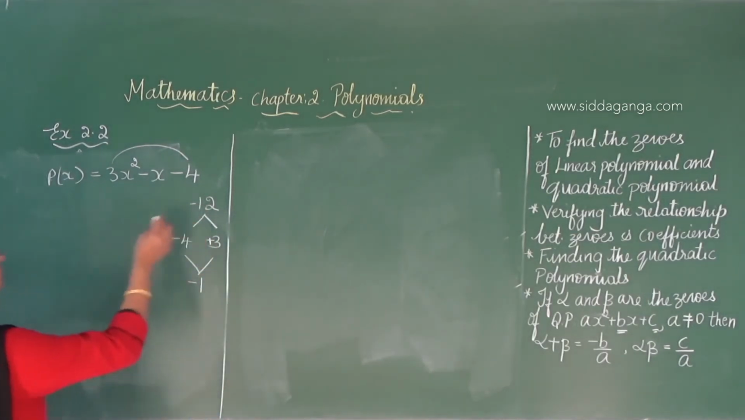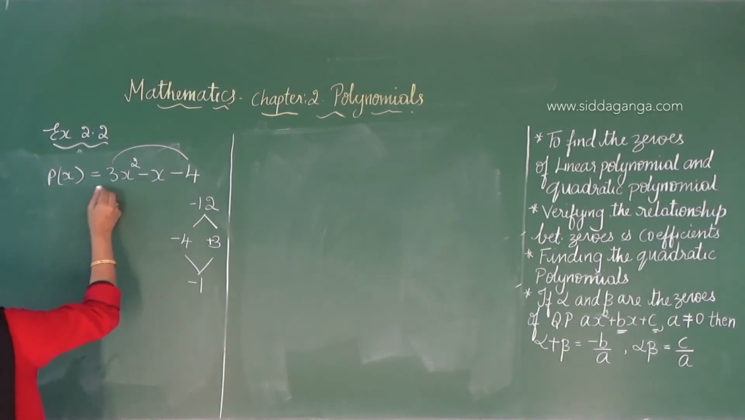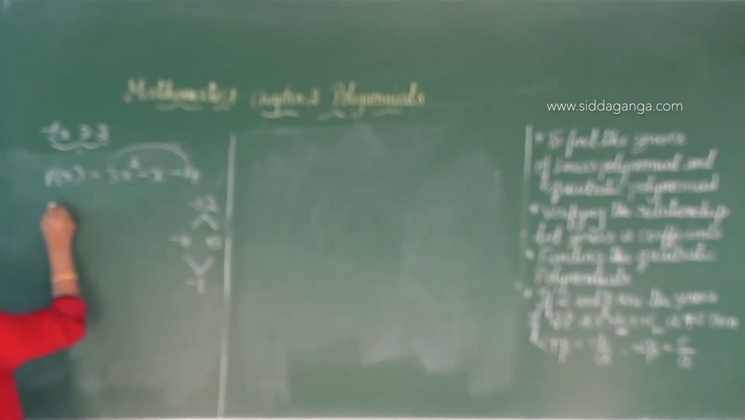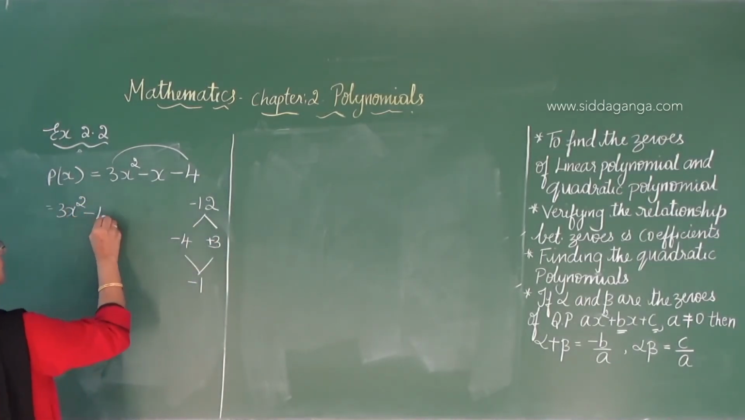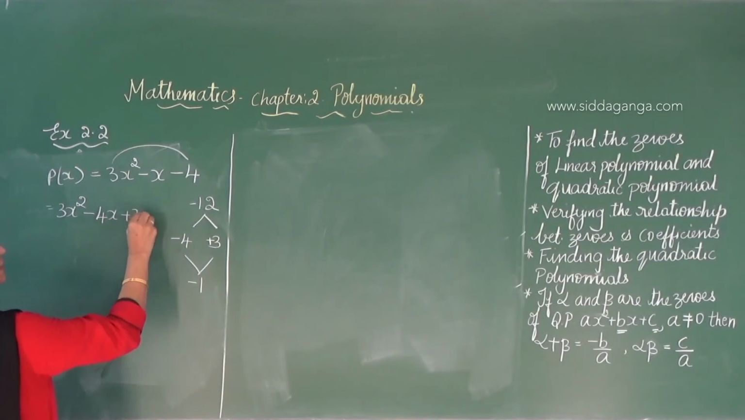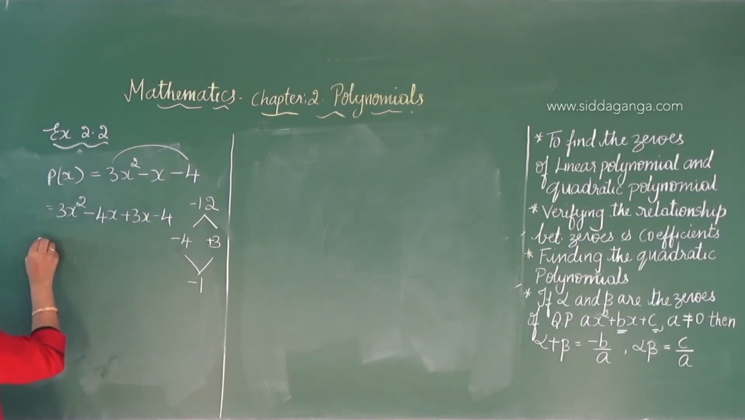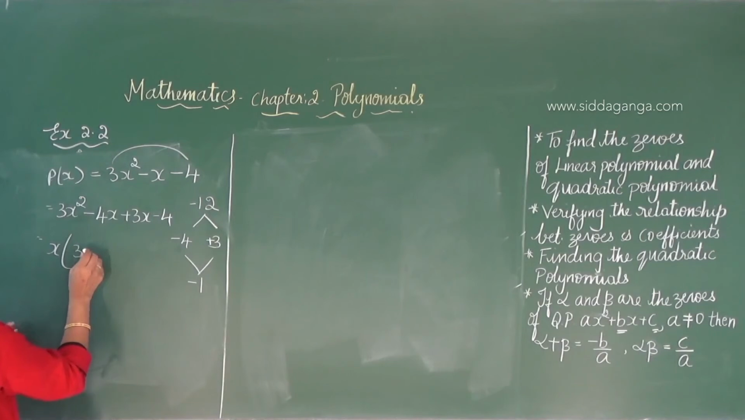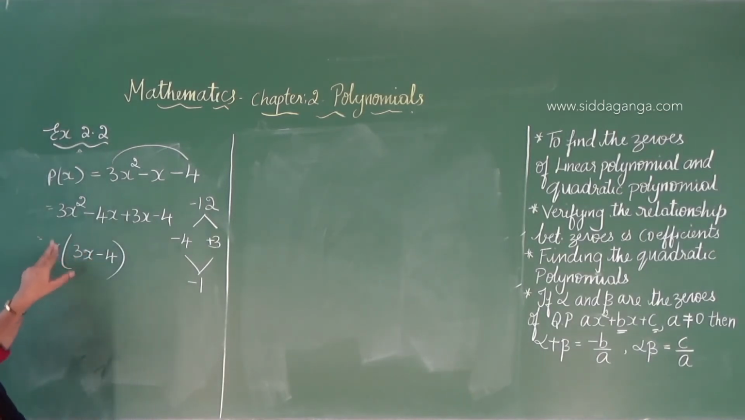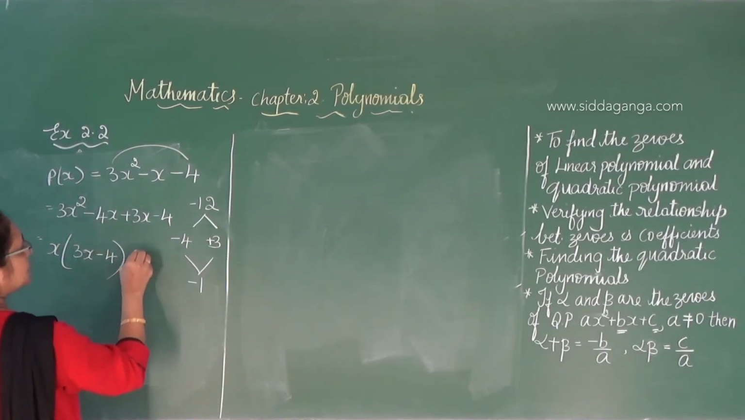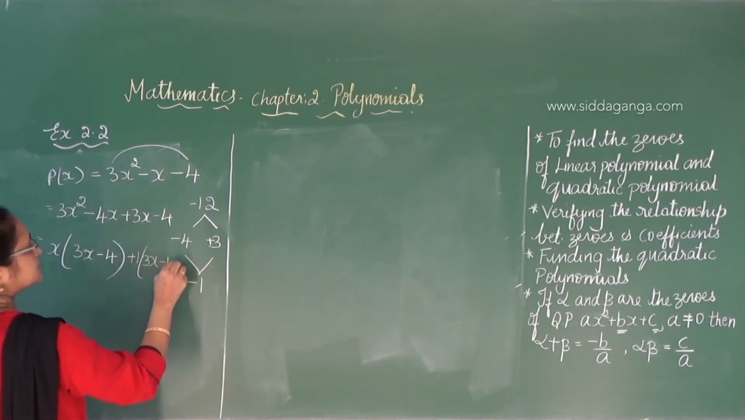So, like this. Now, p of x is equal to 3x square. So, split the middle term, minus 1x can be split like this, 4x plus 3x minus 4. Next, so here what is common? x is common, 3x minus 4. See, just check 3x square and minus 4x. Then here plus 1 into 3x minus 4.